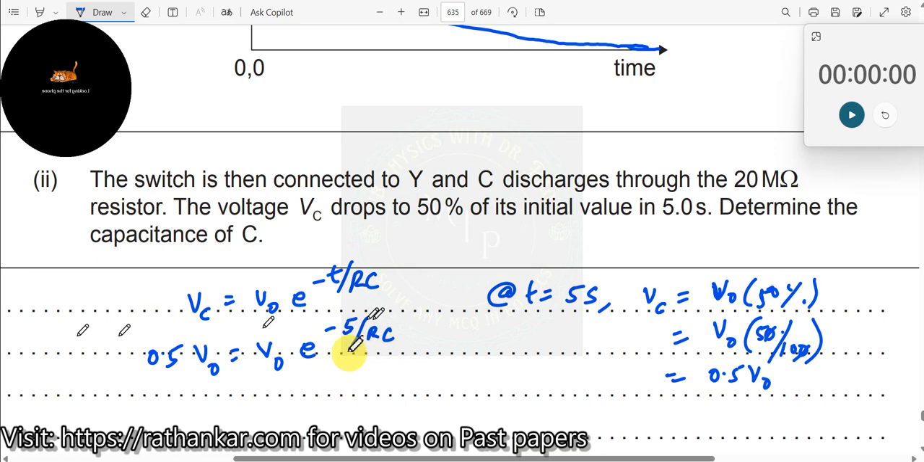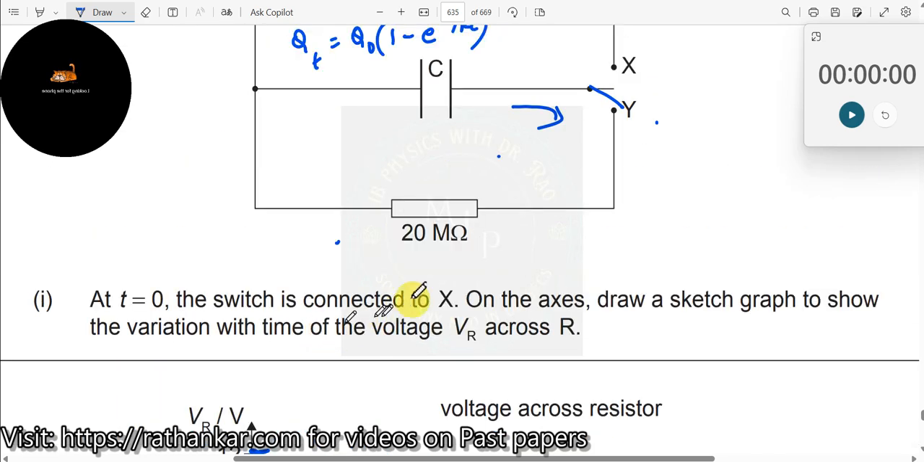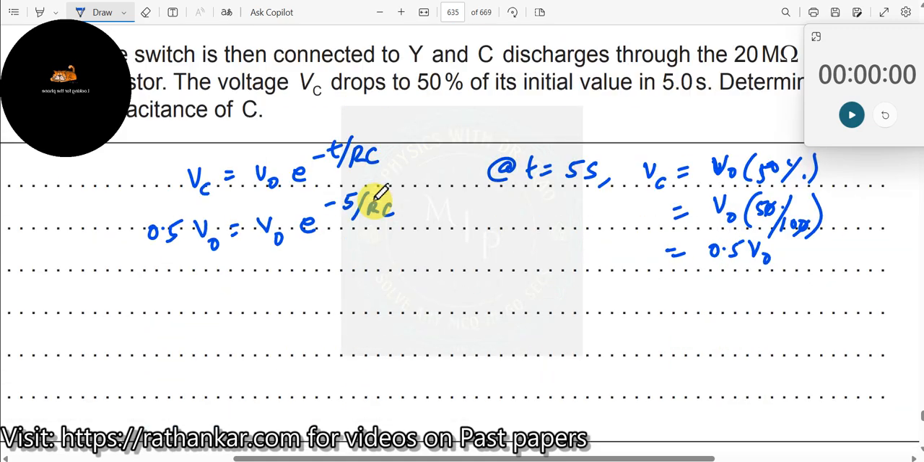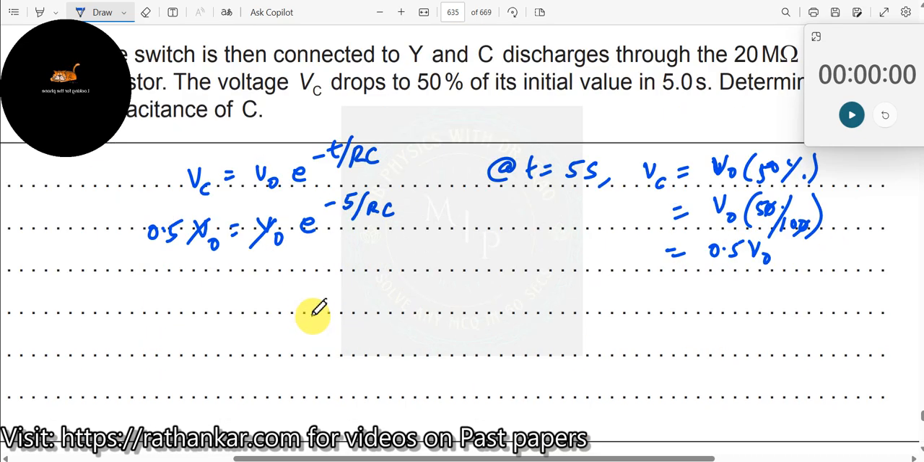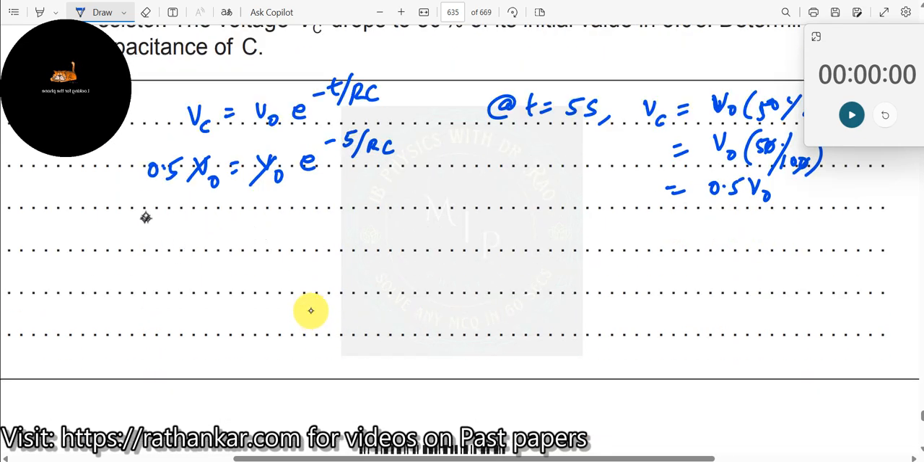Okay. Now what is the value of R? R is 20 megaohms. The value of C is unknown. Do we need to find the value of C? See, determine the capacitance C. Okay, so we need to get the value of C. So this V naught and this V naught go away. So I will write this 0.5 as half, or maybe I'll just keep it like this.